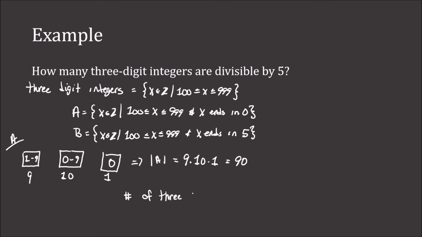So the number of 3-digit integers divisible by 5, I'm sorry, divisible by 5 is 90 plus 90, which equals 180.